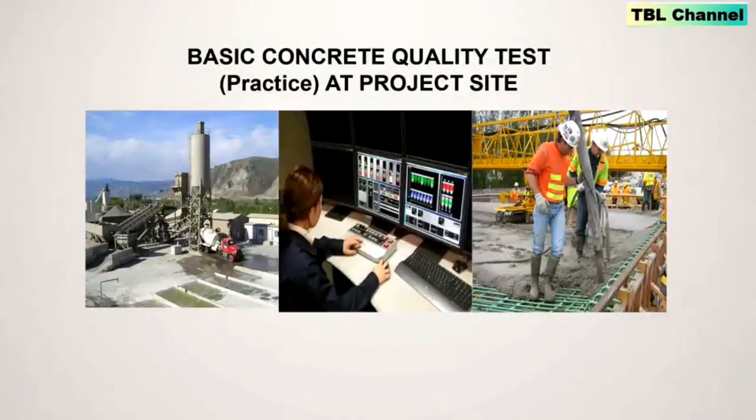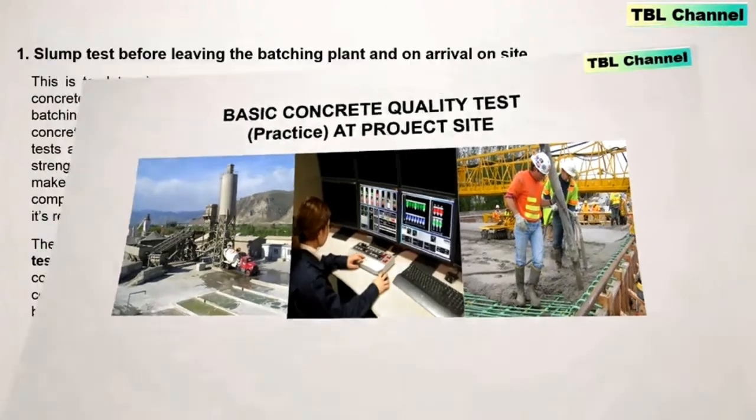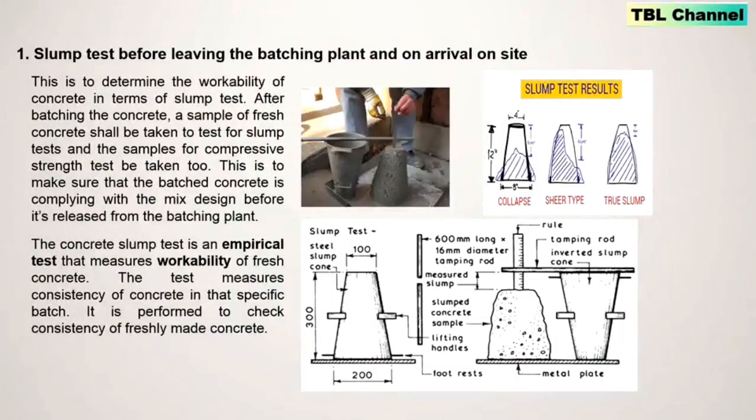Basic concrete quality test practice at project site. Number 1. Slump test before leaving batching plant and on arrival on site. This is to determine the workability of concrete in terms of slump test.